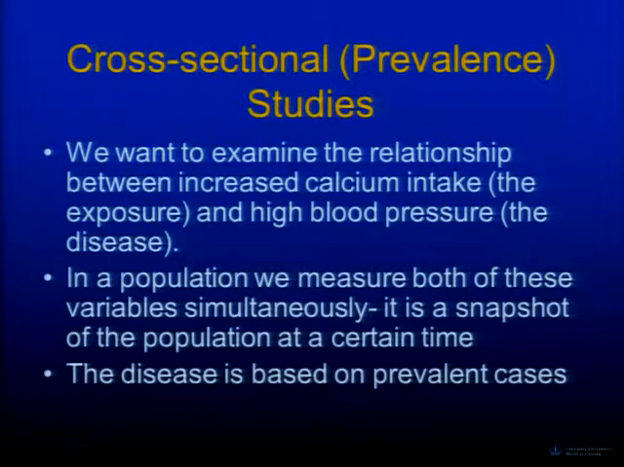So in a cross-sectional or prevalence study, say instead of this ecologic study I had said, we want to look at the relationship between calcium intake, the exposure, and high blood pressure, the disease. So in a population, say in all of you, I do an assessment of your dietary calcium intake, I measure your blood pressure. That's the snapshot of this class in terms of blood pressure and calcium intake at this point in time. And this disease is really based on prevalent cases. I don't know if you've had high blood pressure all your life or if we just assessed it today and it was the first time it was found, and we don't really care. You're just considered to have high blood pressure.